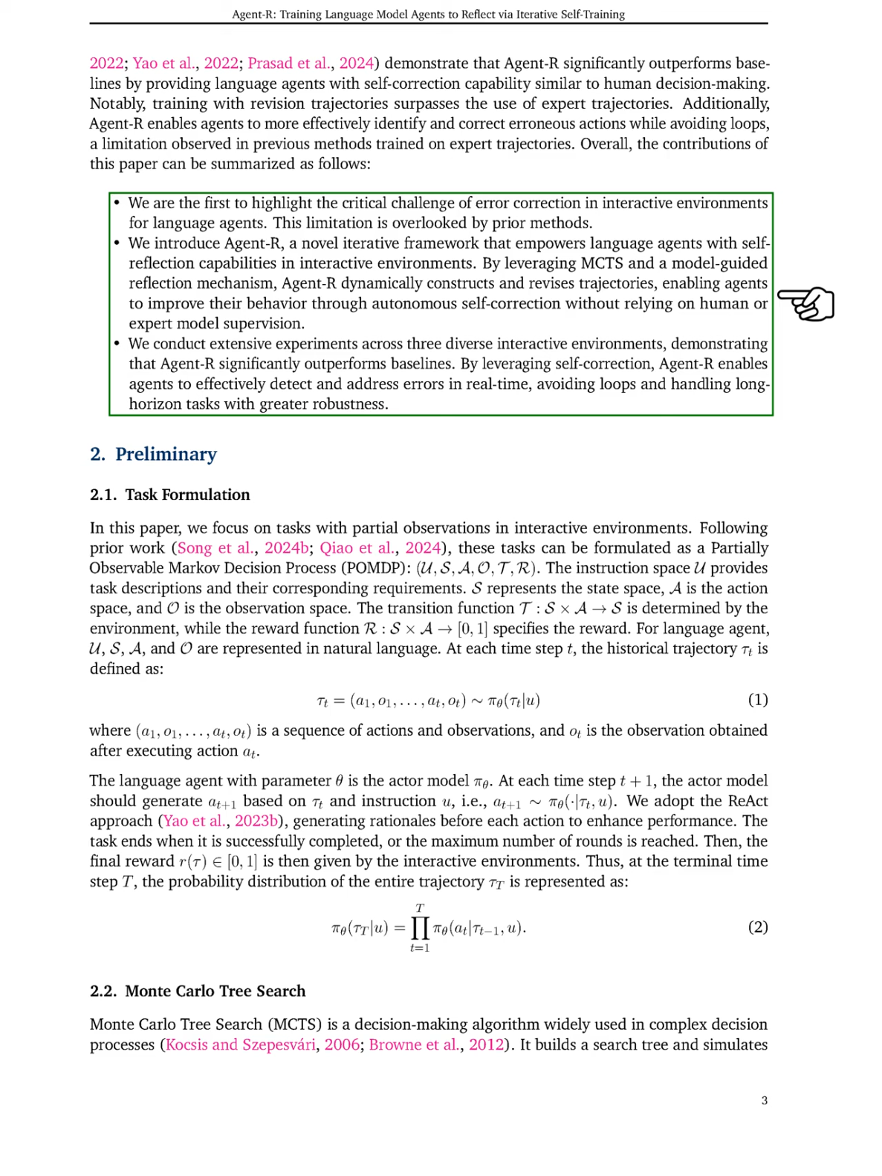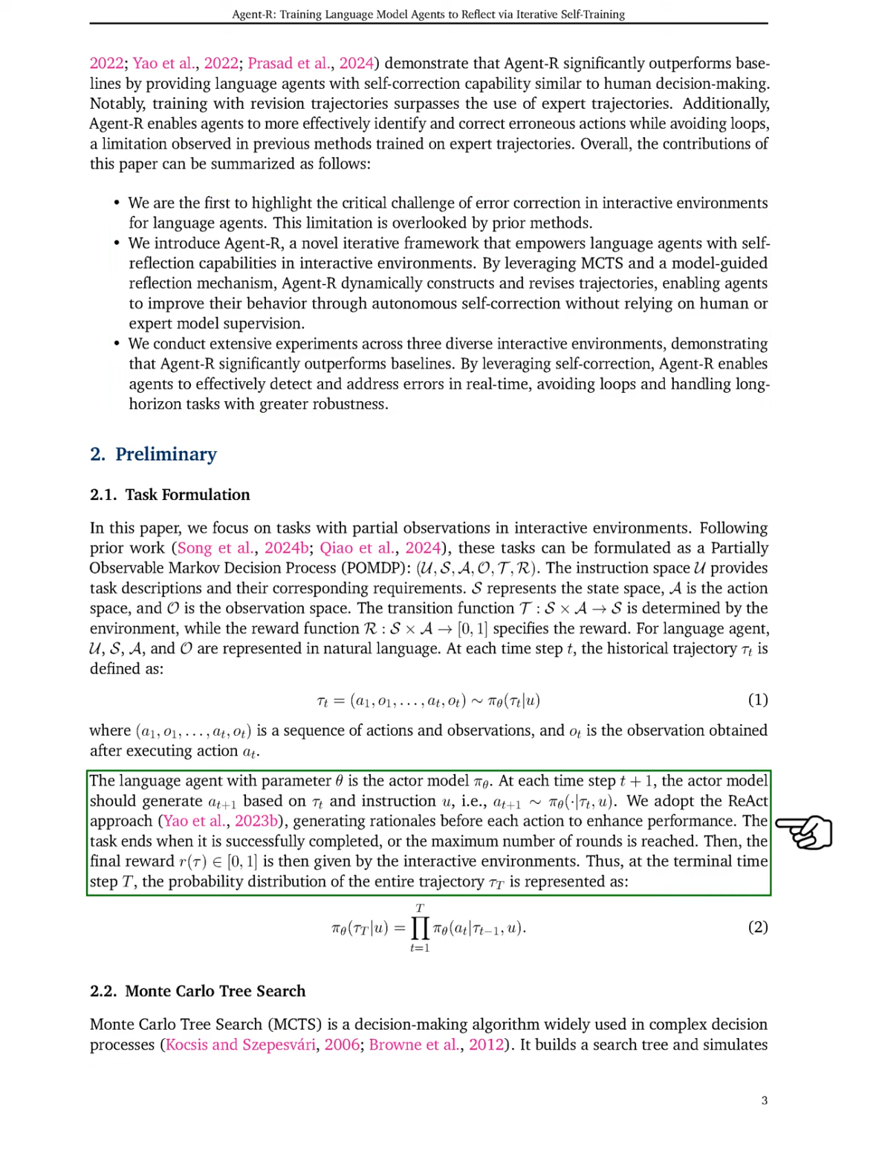By utilizing MCTS and a model-guided reflection mechanism, Agent R dynamically constructs and revises trajectories, enabling agents to autonomously improve their behavior without relying on human supervision. Our extensive experiments demonstrate that Agent R significantly enhances performance, allowing agents to detect and address errors in real time while managing long-term tasks more effectively.